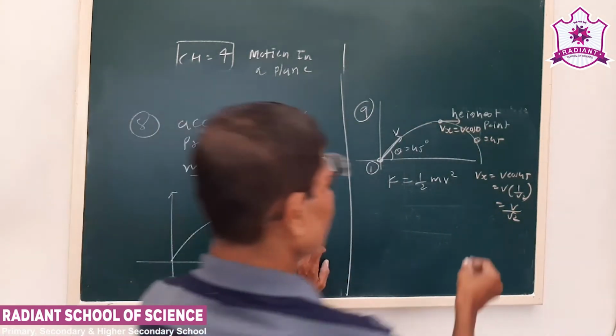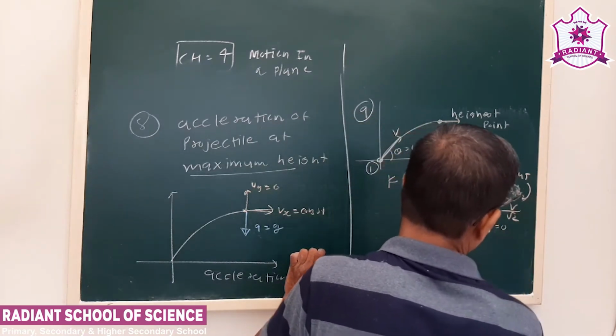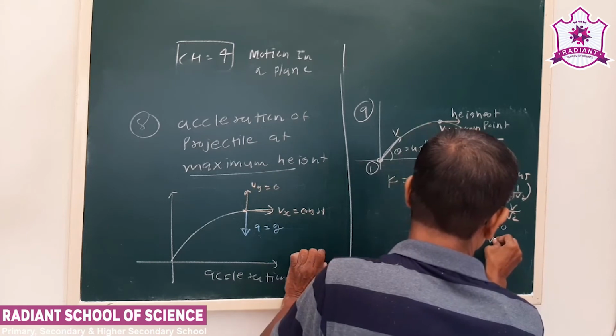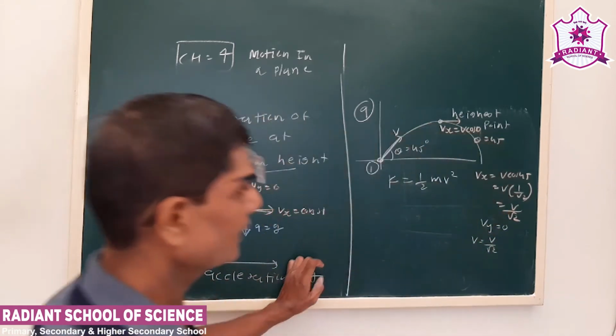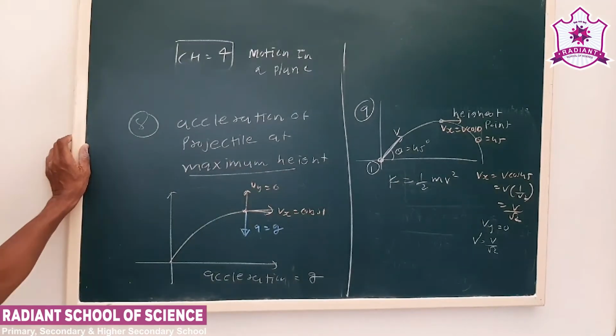Vy is 0. So if I take the rectangular component, the resultant v is v upon root 2. Let us say I can call it v dash.